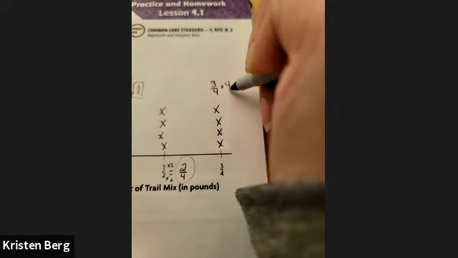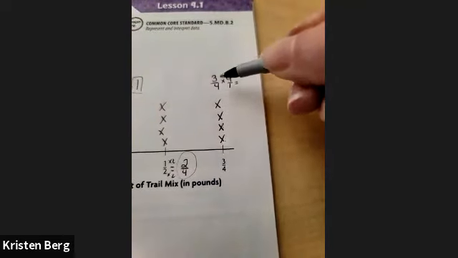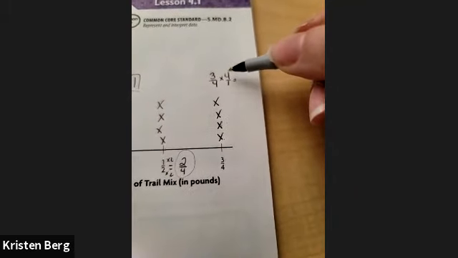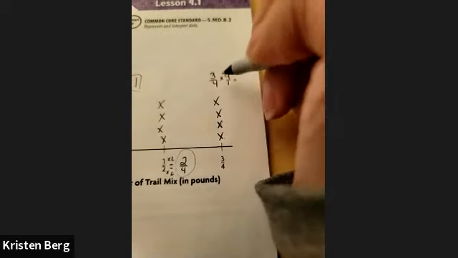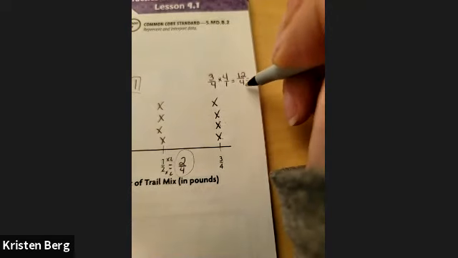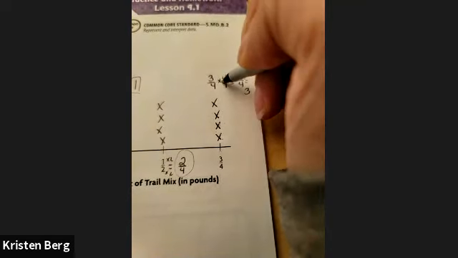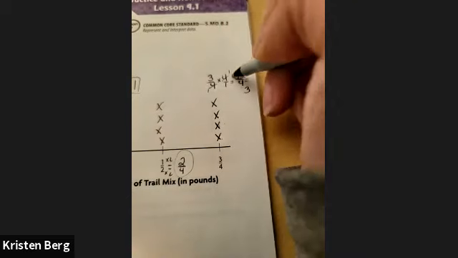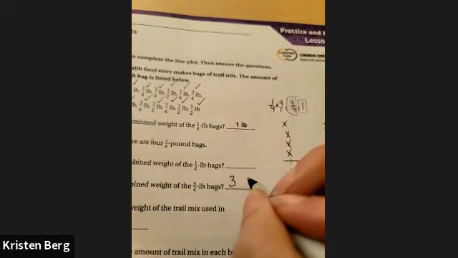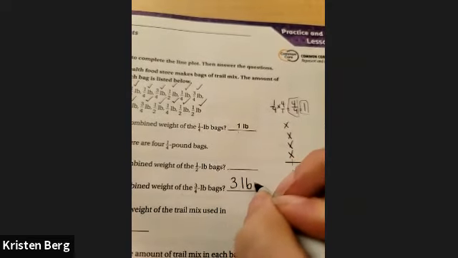Now, some people might already see that they can cross cancel. And if you want to cross cancel these, you can go ahead and do that. Or if you didn't want to, you would have had 12/4. Or you could have also said how many 4s go into 12 would be 3. Or you could have also cross canceled and gotten 3 as well. So the combined weight of the 3/4 pound bags is 3 pounds.